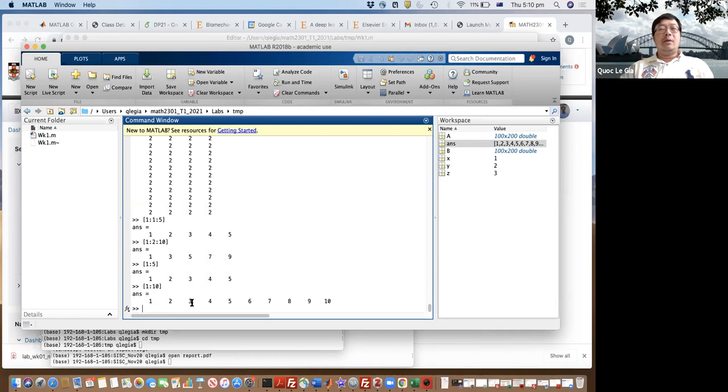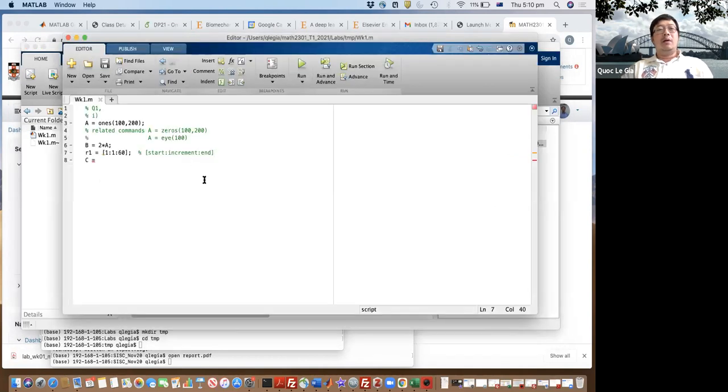Or 1:10. Yeah, so you see that is exactly what I'm going to use here. So row 1 just starts from 1, increases by 1, and stops at 60. Now row 2 will start from 119, and now it increases by -2. Increasing by -2 means decreasing by 2. Then it stops at 1.